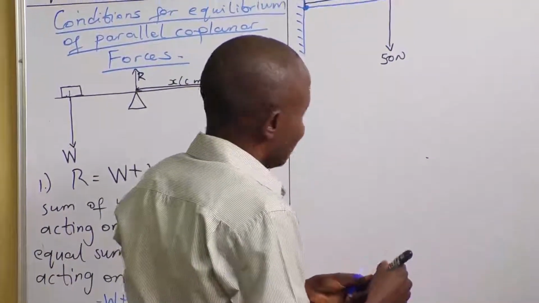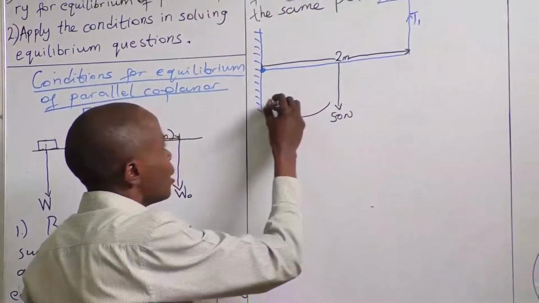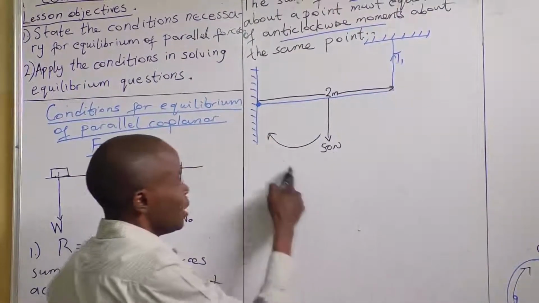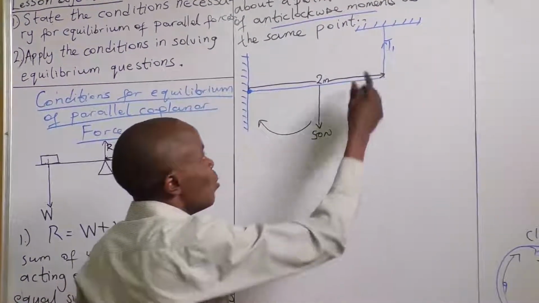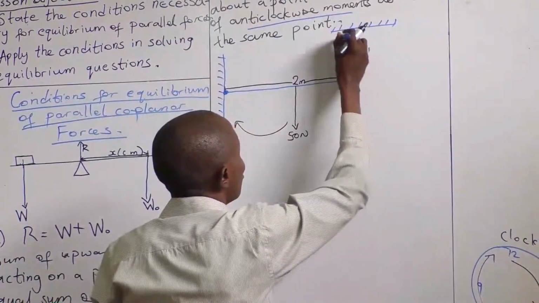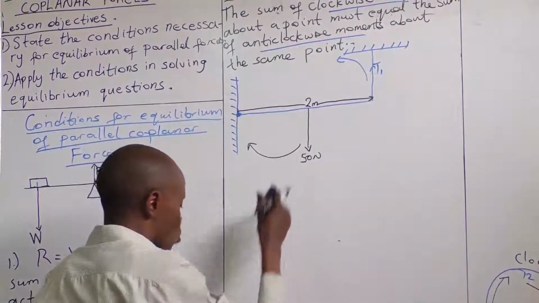Let's see. This black one will have to move this way. If you look at that direction, it tallies with this. So this is clockwise. And if you look at the other one, if this was to move this way, it will go anti-clockwise. So this is anti-clockwise and this is clockwise.